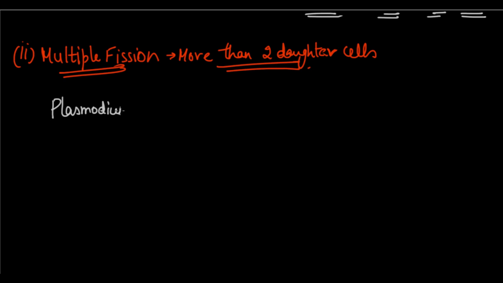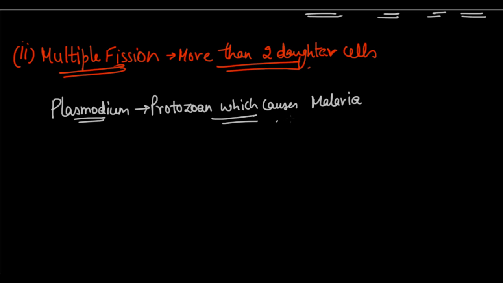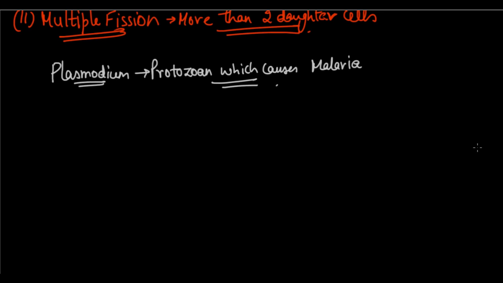And this Plasmodium is a protozoan. And this is a protozoan which causes malaria. Right? That's your Plasmodium. So this one Plasmodium, again a protozoan, further breaks into its daughter cells. Let's see how. So let's take yellow, my favorite, to draw on this board.